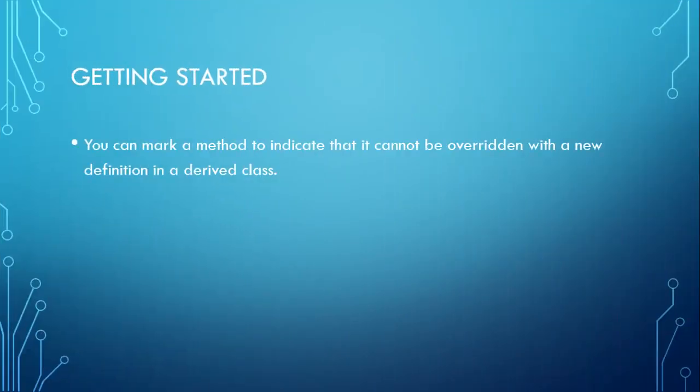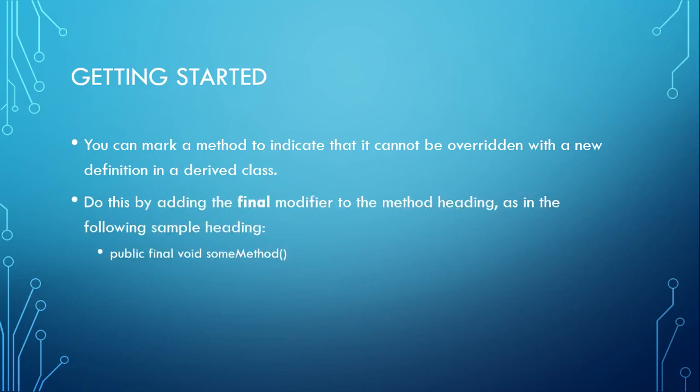So getting started, we can mark a method to indicate that it cannot be overwritten with a new definition in a derived class. To do this, we simply add the final modifier to the method heading, such as in the final example. So I have public final void someMethod. If I didn't have final in there, obviously you can overwrite it. With final in there, it pretty much makes it unchangeable.